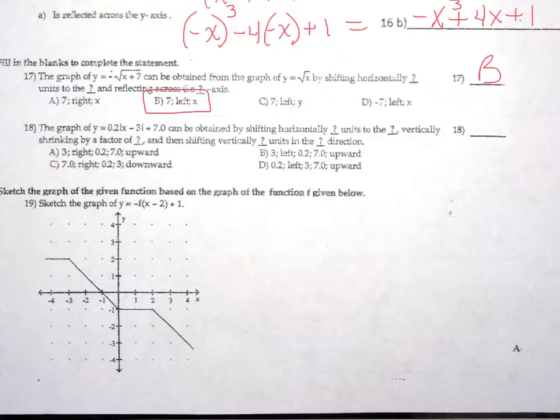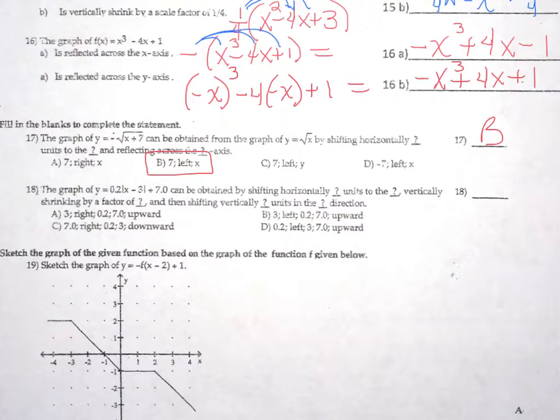Number 18. The point 2 is a vertical shrink by a factor of 0.2. And the minus 3 is a translation, right, 3 units. And the plus 7 is shifted up 7 units. Okay, so what's the answer for that? Letter A: shifting horizontally 3 units right, vertical, that's right, it's A.